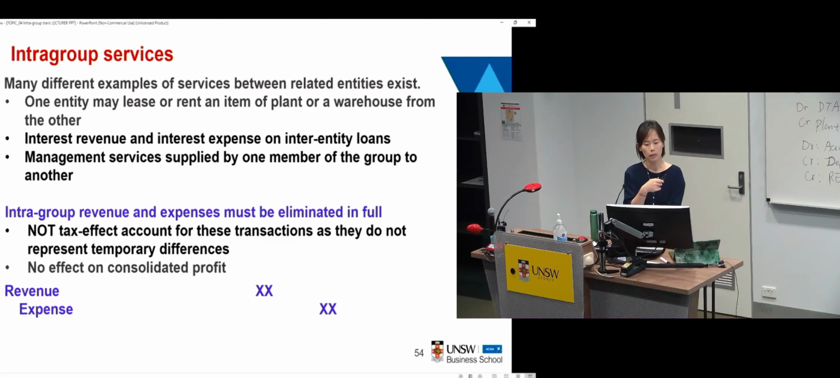Now, the other one is related to intragroup renting. So for example, parent's company has spare warehouse and rent it to subsidiary and earn rent revenue, okay, from the lease contract. Now, when parent's company recognizes the lease revenue, the subsidiary record lease expenses. But again, these are the transactions between the entity in the same group. Therefore, need to be eliminated for consolidation purpose. So the related revenue, expenses, payable, receivable accounts are required to be removed in full on the consolidation worksheet.